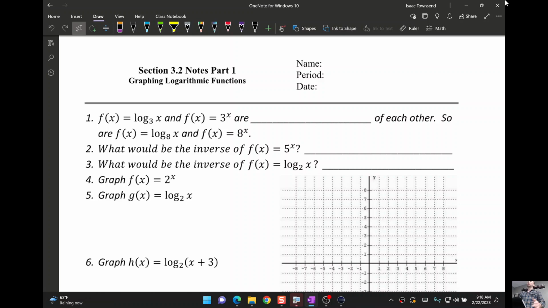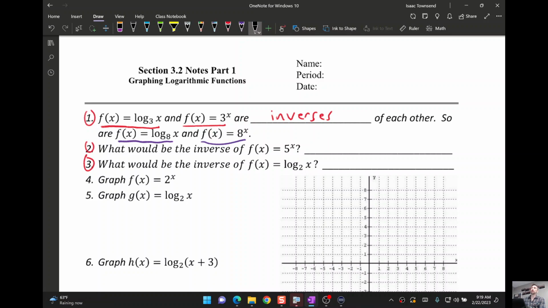Okay, so really the only new piece of information that I don't think you may have heard in Algebra 2 to graph logarithmic functions is what I'm about to tell you in questions 1, 2, and 3. You need to understand this relationship between exponential functions that we just talked about and logarithmic functions that we're moving into. So log base 3 of x and 3 to the x, those two functions are inverses of each other. Likewise, log base 8 of x and 8 to the x are inverses of each other.